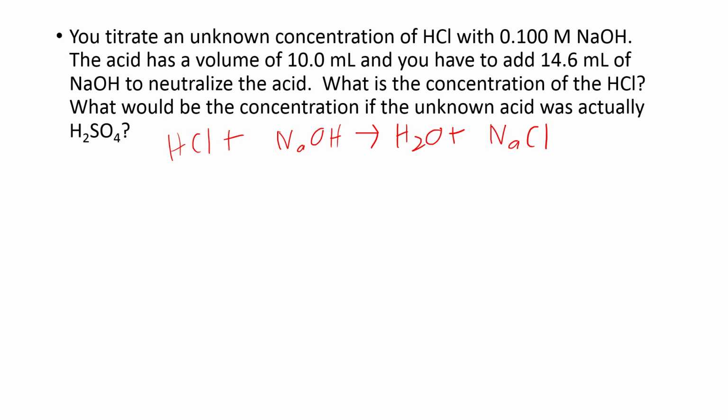So, we want to know what the concentration of our HCl was. We can figure this out because we said that it neutralized the acid, that means it got rid of all of it. So I know how much sodium hydroxide I added, so I'm going to figure out how much HCl there must have been. So our sodium hydroxide, we had 14.6 milliliters of sodium hydroxide, and the concentration of that was 0.100 moles per liter.